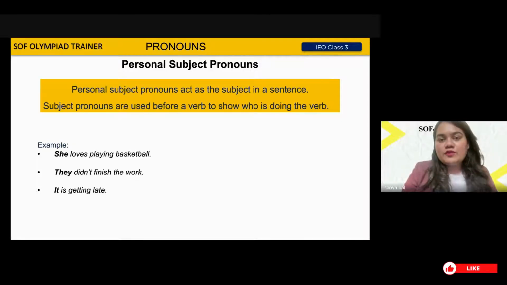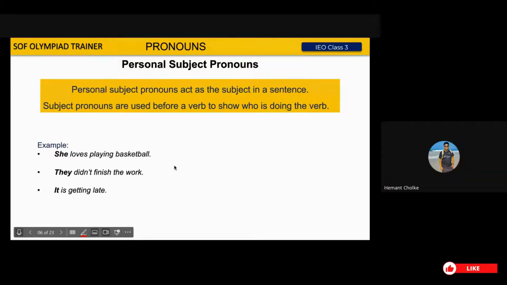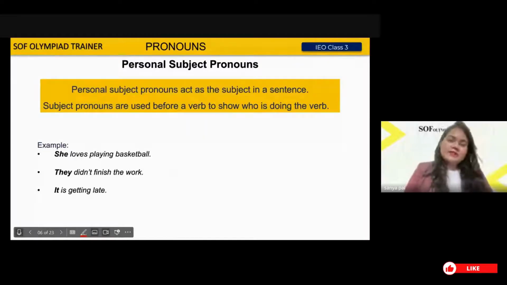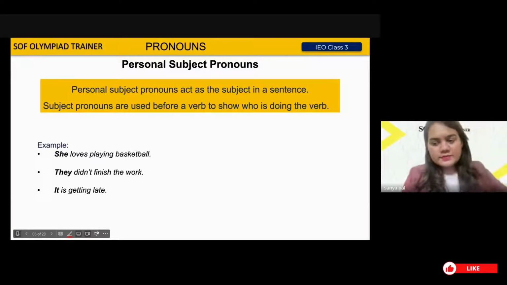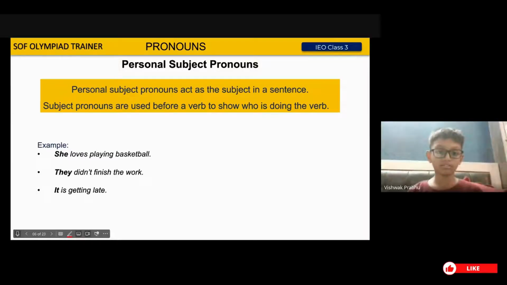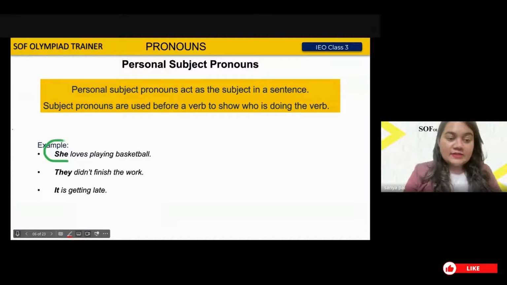Now, before I move to subject and object, first, all of you will quickly help me with something. I'm going to ask you a question. She loves playing basketball. What is the subject in the sentence? Who is the subject in this sentence? Yes, Vishwa? Ma'am, she is the subject. Very good. She is the subject, right? Okay.